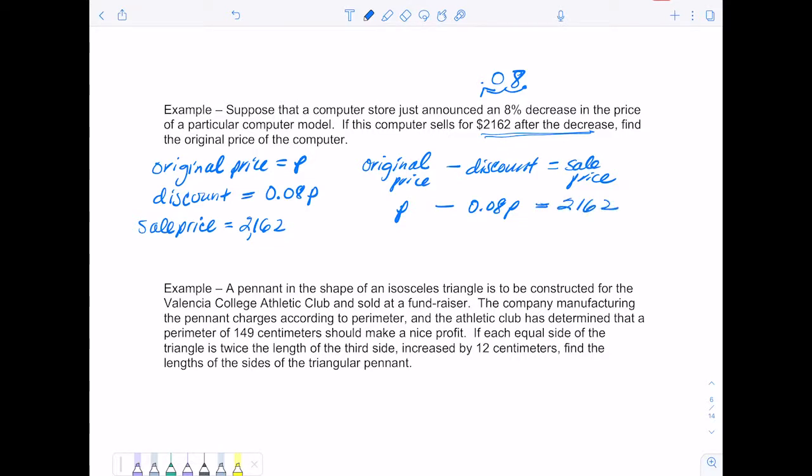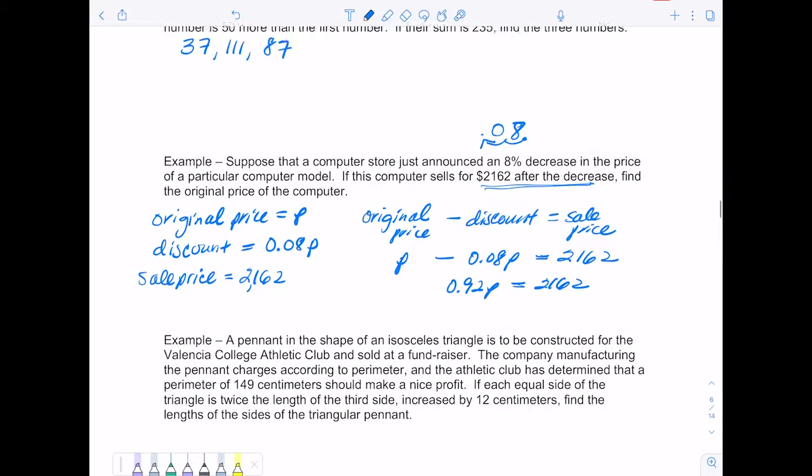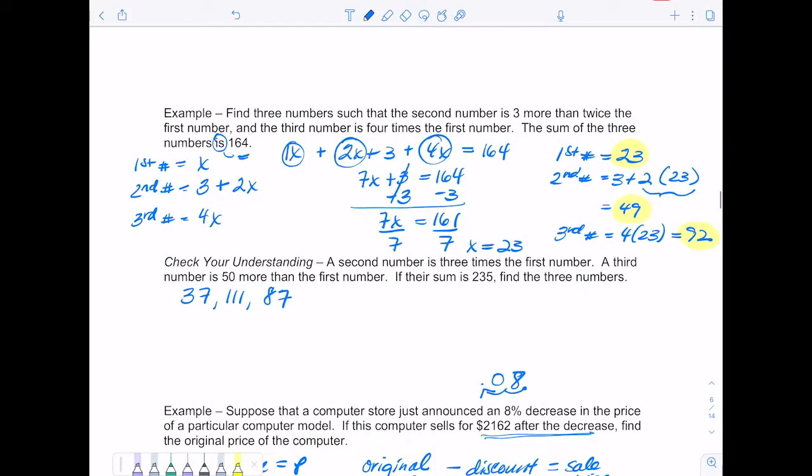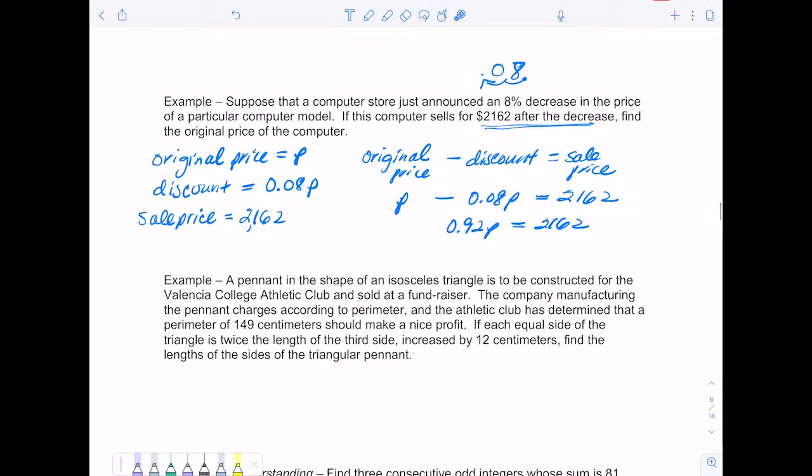And now I'm going to solve. So P minus 0.08P, so remember that's 1 minus 0.08, that's 0.92P. Okay, when I get to this step, how do I get P by itself? So remember when we did the last problem, it's very similar to this step right here. Okay, you're multiplying. So to undo that, we need to divide. So I'm going to divide both sides by 0.92.